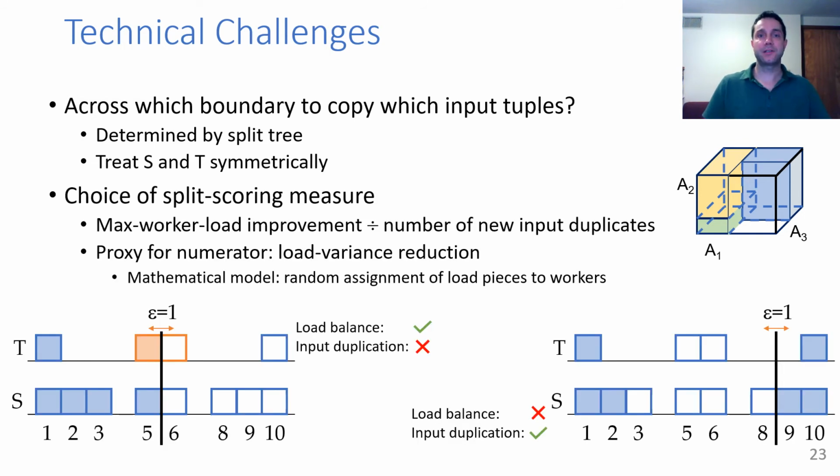The next big decision is about how to choose the best split point. In particular, we have to decide, given that some splits are better in terms of load balance, others are better in terms of input duplication, which of them should we prefer in the end? We propose to use the ratio of maximum worker load improvement versus the number of additional copies of input produced by that split. Unfortunately, the numerator, max worker load improvement, is difficult to estimate, and so we're proposing here load variance reduction as a proxy, and this is based on a mathematical model that uses random assignment of load pieces to workers.